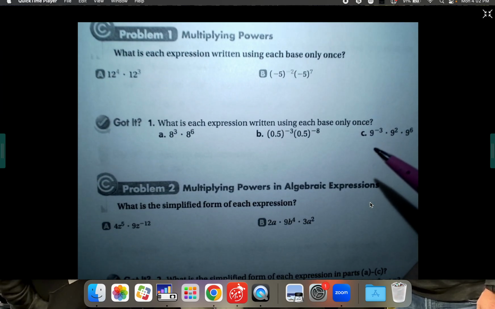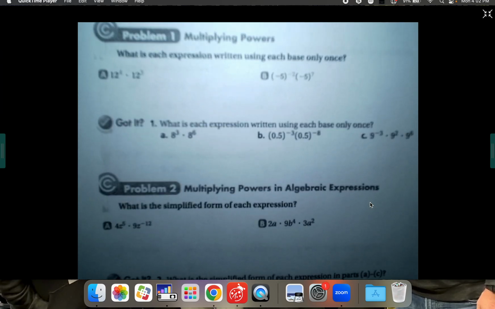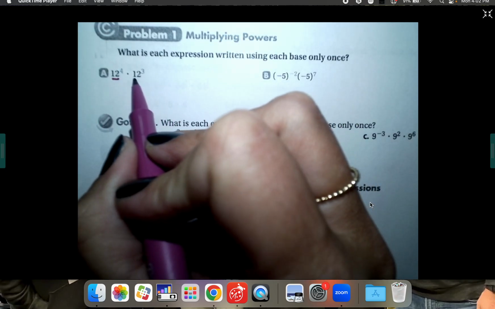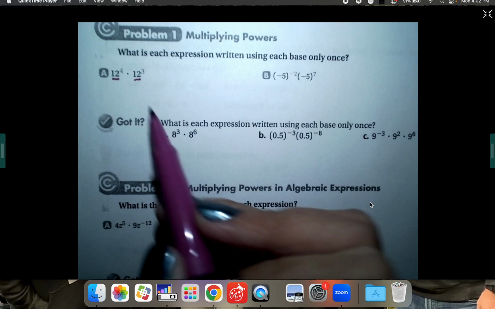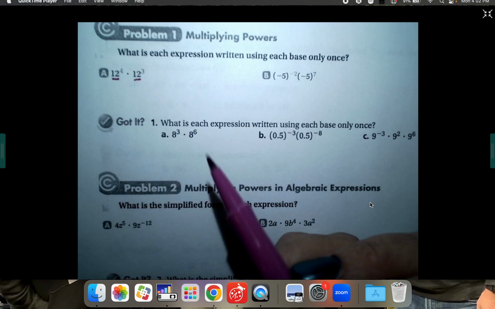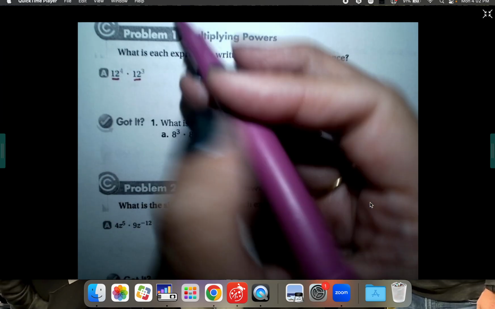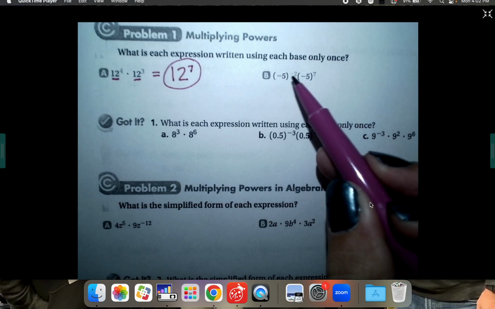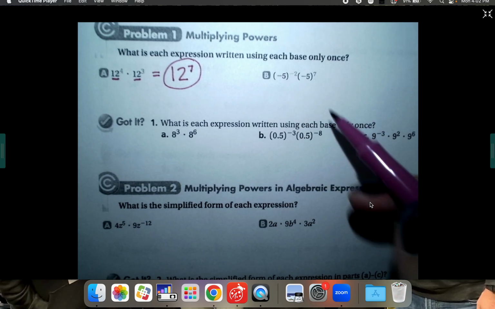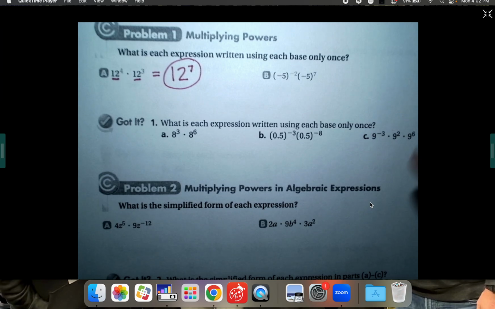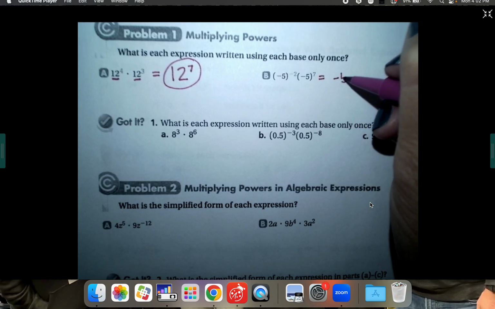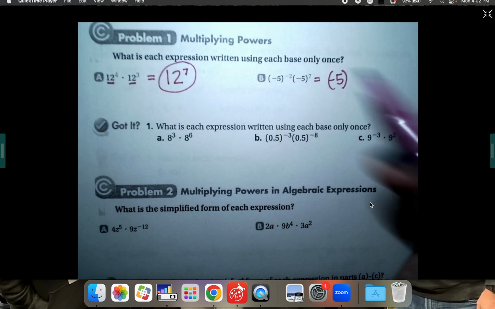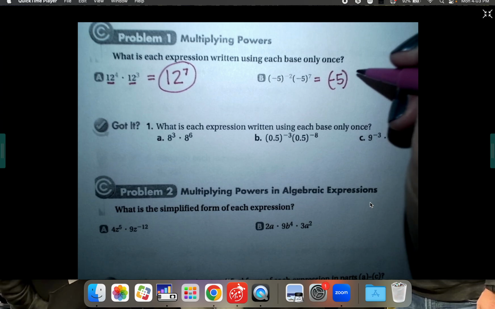Okay, so let's try that with a few of these. That is super blurry. Again, sorry. 12 to the 4th is the same base as 12 to the 3rd. So if it's 4 of these and 3 of these, that is a grand total of 7 twelves. So 12 to the 7th power. Negative 5 to the negative 2 times negative 5 to the 7th power would be negative 5, and let's go ahead and keep it in parentheses if that's how they have it, to the negative 2 plus 7. Negative 2 plus 7 is 5.